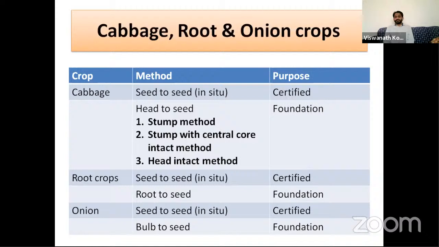The same with the bulbs. We examine the bulbs, and based on the true to type nature of the bulbs, we select the bulbs, and those bulbs we plant again to produce the seed. So there is a difference in these three crops.